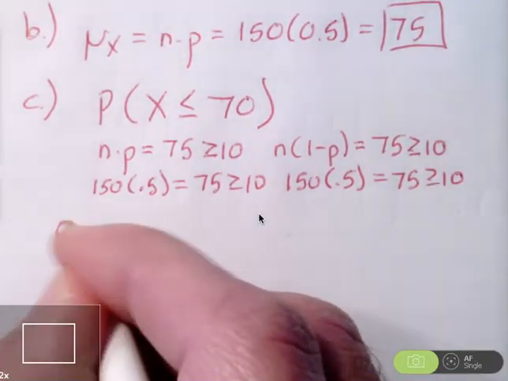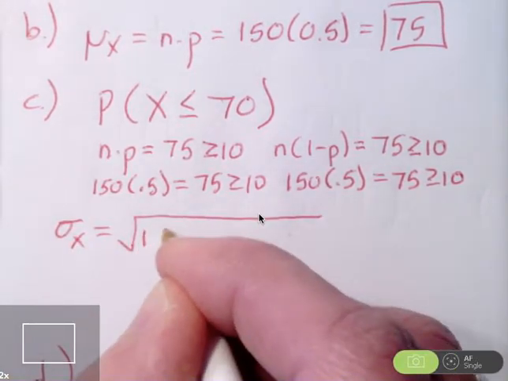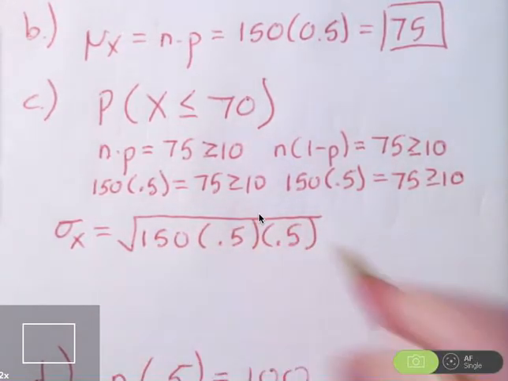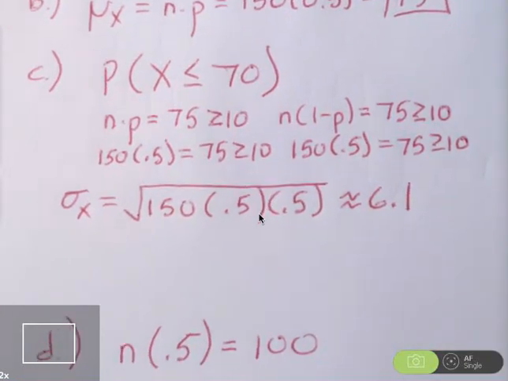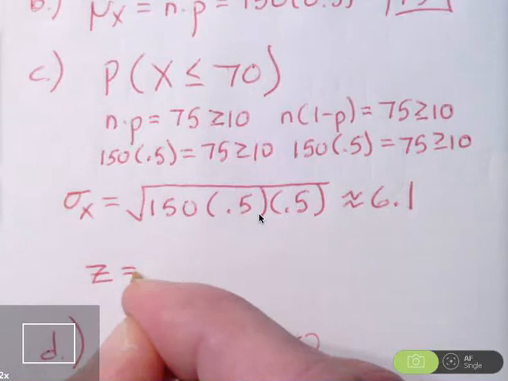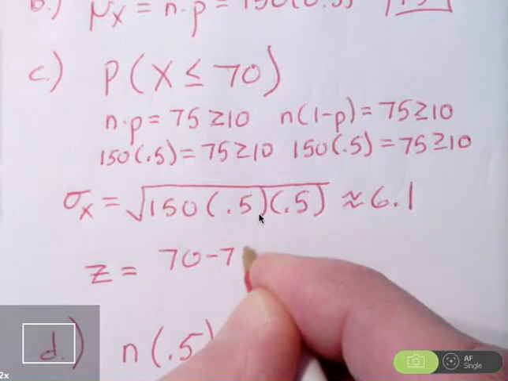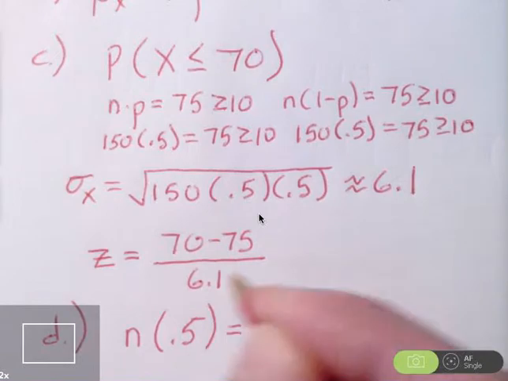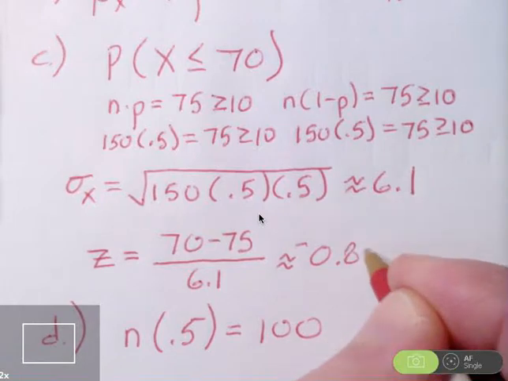So we already have our mean. We need to calculate the standard deviation using the formula that we know. So we have 150 trials. Both the probability of success and failure are 1/2. So the square root of 150 times 1/2 times 1/2, that's about 6.1. So now we're ready to convert this into a z-score. So we're interested in an outcome of 70. We will subtract the mean or the expected value, that's 75. We'll divide by our standard deviation of 6.1. So this z-score to the nearest hundredth, it's about negative 0.82.